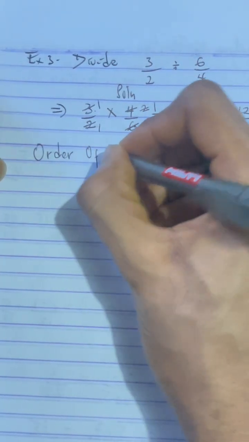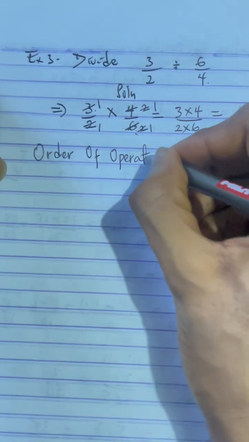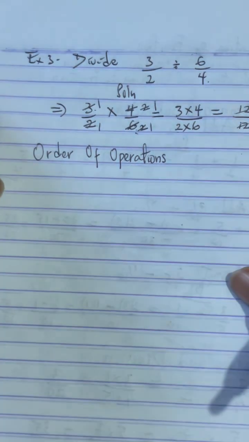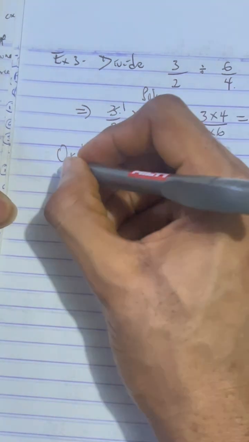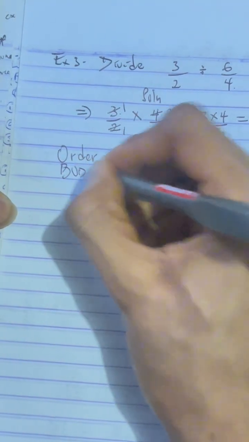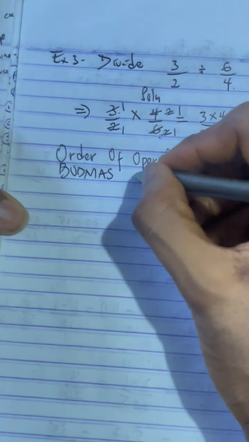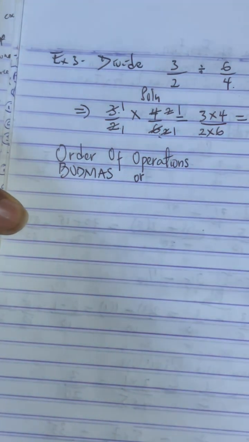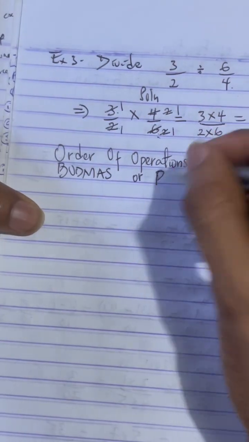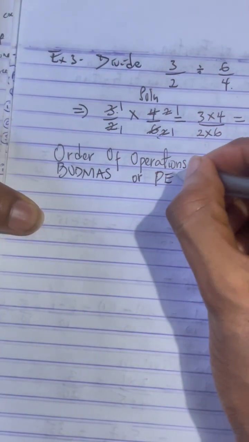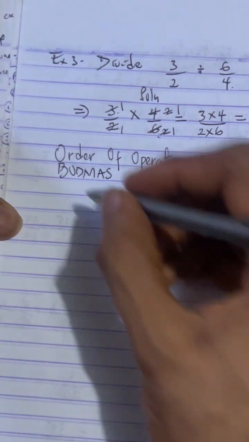Order of operations. And in the order of operations, we're looking at what we call BODMAS. I believe we've heard of this before. Or I think this might be new to some people. There is also an advanced order of operation called PEDMAS. All right. Let's talk about BODMAS.